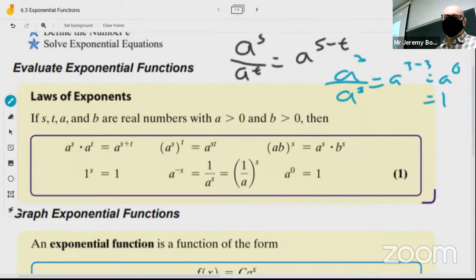That's one of those ones that always, that and what's the other one? 0 factorial. That's the only one that gets people. But we don't talk about that in this class. Any questions on any of those?